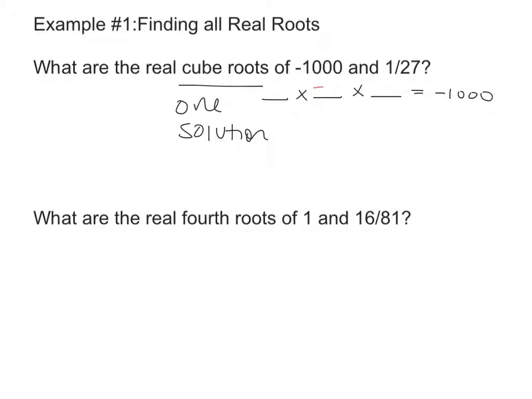And specifically, what times what times what gives you 1,000? It's going to be 10. So the real cube root of negative 1,000 is negative 10. Okay. Also, the cube root of 1 over 27. So we have to think of this actually as a fraction.